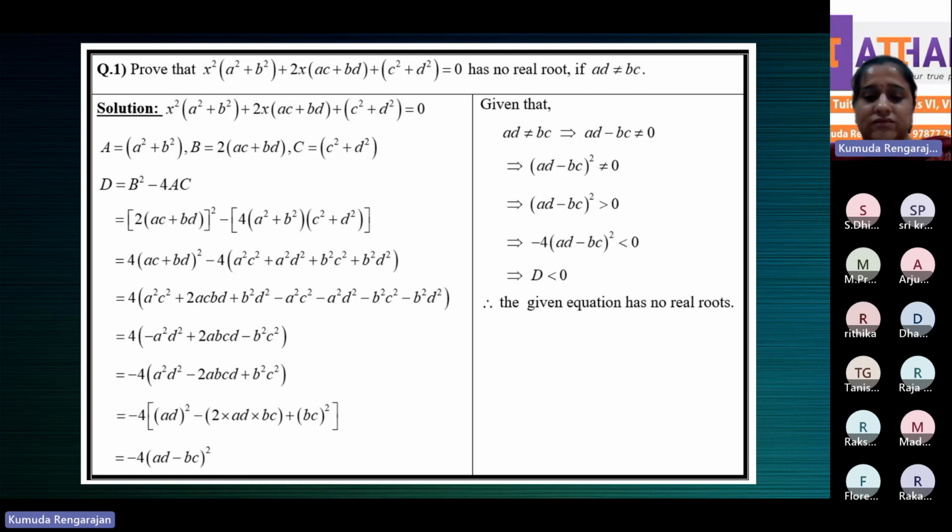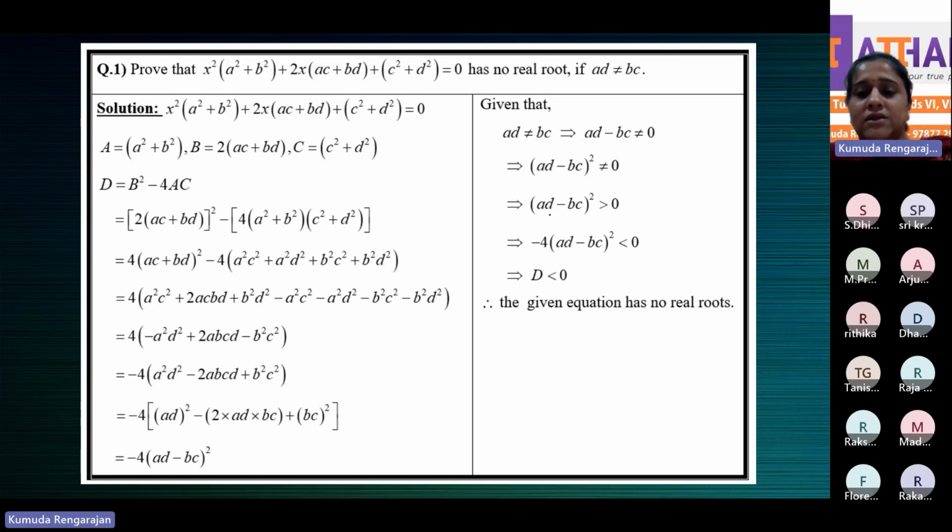Now, this AD minus BC the whole square is positive. When you multiply this with a -4, the product will be negative because minus into plus is minus. This is a -4, there's a minus sign here. Now, forget this number 4. Whatever value we get here, it will be positive. Now, plus into minus is minus. That means the discriminant is negative.